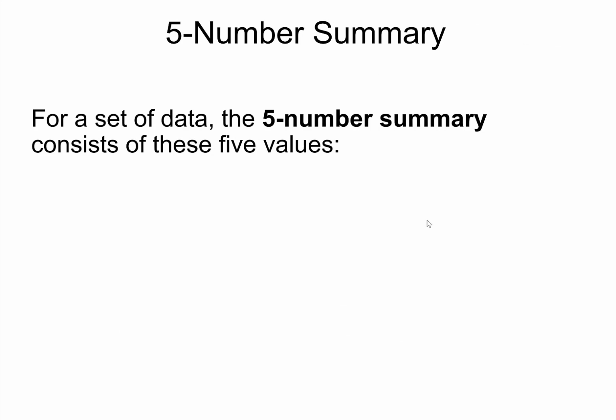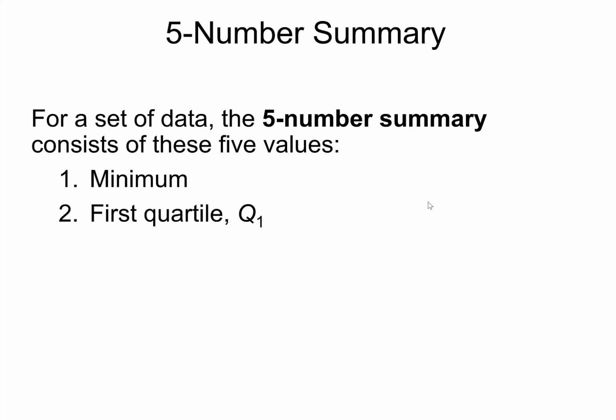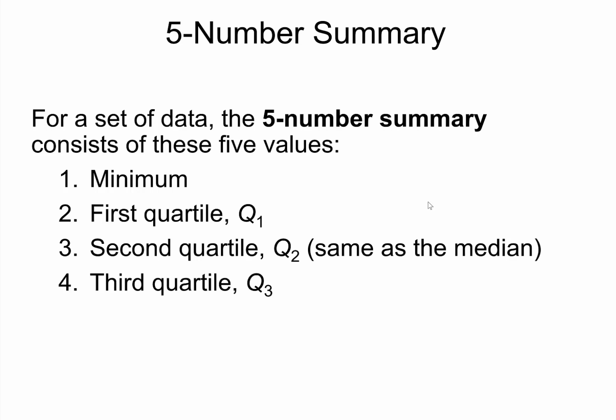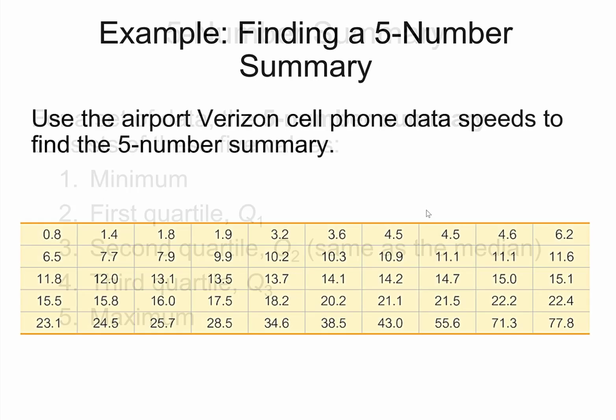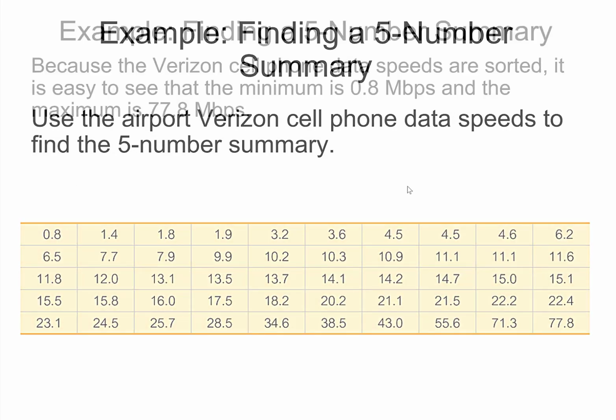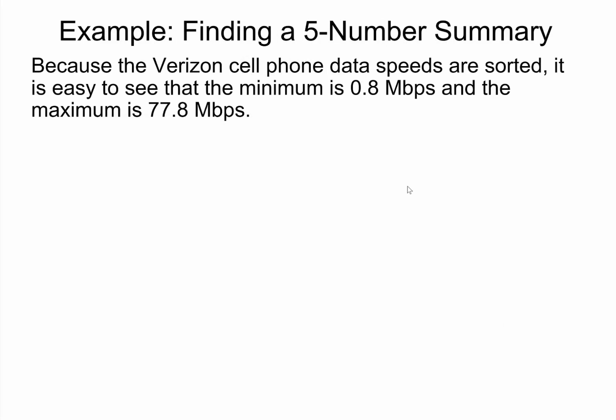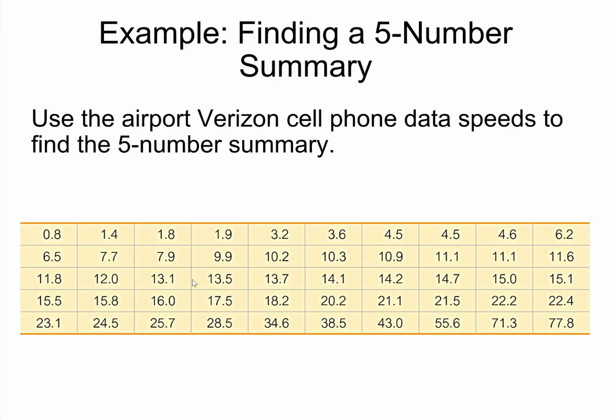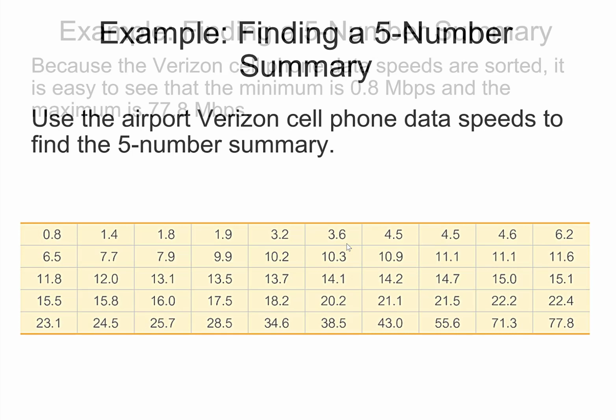The 5-number summary for a set of data consists of these 5 values: the minimum, the first quartile, the median, the third quartile, and the maximum. And we're going to find a 5-number summary for that cell phone data again. And I'm going to use StatCrunch. And because they're sorted, we can see the minimum and the maximum from the table right here. The minimum is 0.8 and the maximum is 77.8.